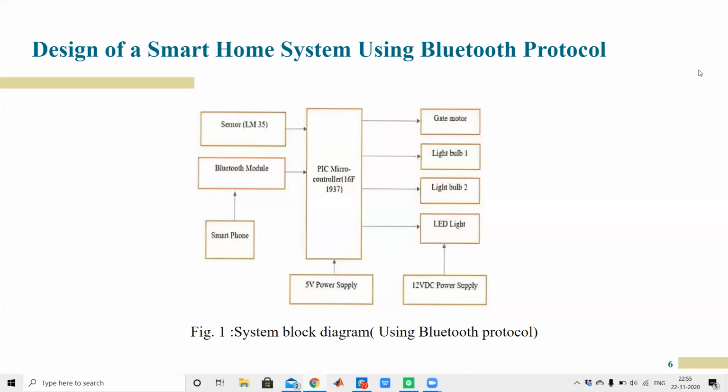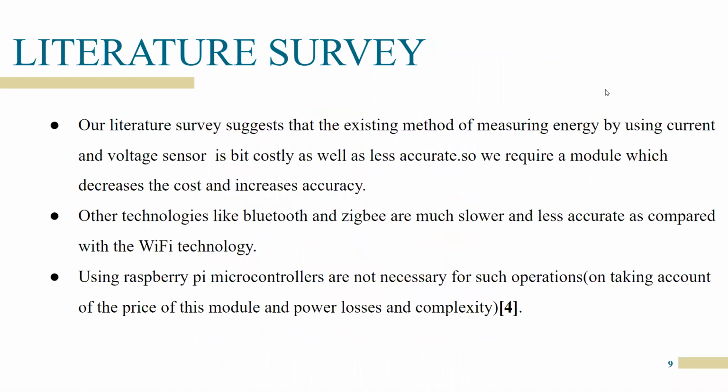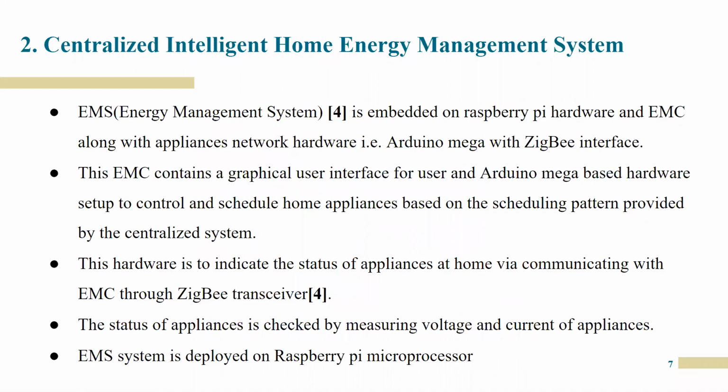Next slide. Okay, myself Advait. So I'll be discussing the second literature. Next slide. Second literature: centralized intelligent home energy management system. So basically, this literature is more or less similar to what my friend Afla has already explained. The basic difference is because of the communication protocol. The first literature my friend explained is based on the Bluetooth module. So here we are giving our priority to the Zigbee transceiver module.